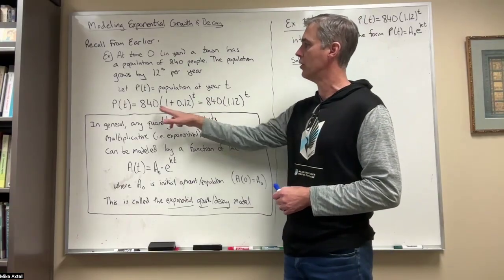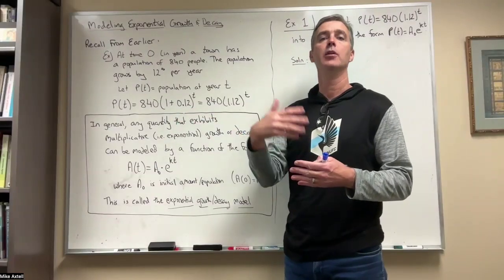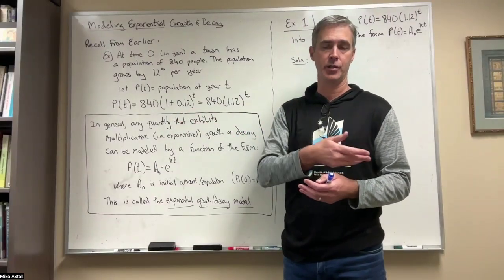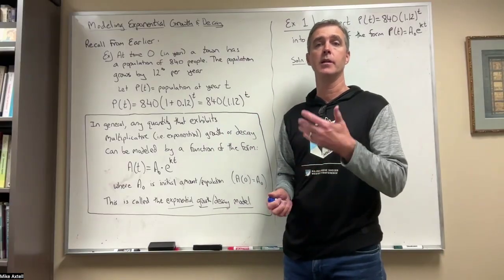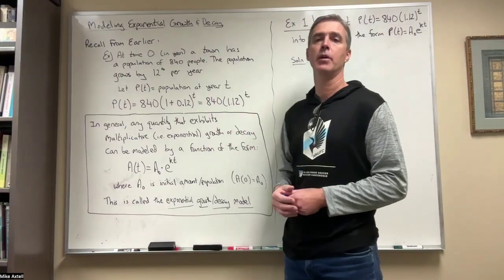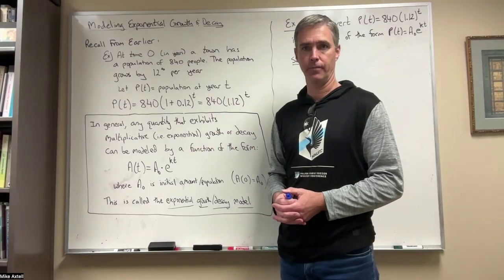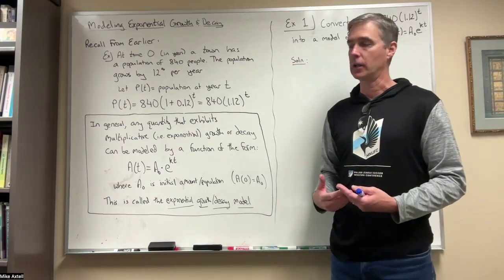After 1 year, our 840 gets multiplied by 1.12 to represent 12% more than the last year. The year after that, it's another 12% more, and 12% more means 1 plus 0.12. So we had that exponential model for our population. Today, we're going to look to standardize this model.